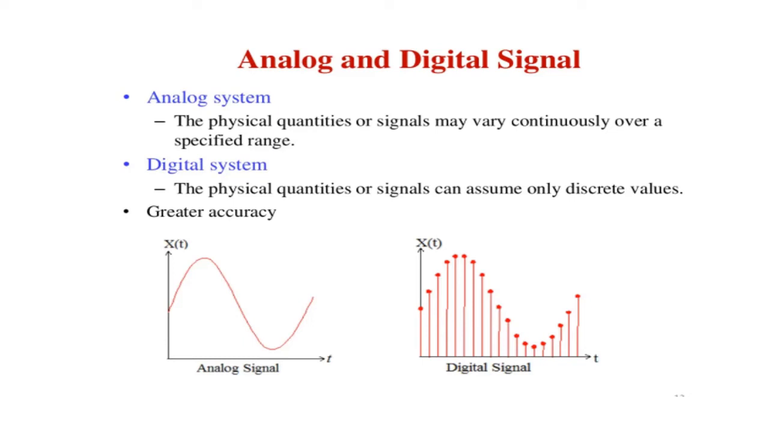Both have a greater accuracy level. Here we have shown the diagrams of analog signals as well as digital signals. On the x-axis it is represented as time and on the y-axis as x of t values. For that we have to draw the signal system.